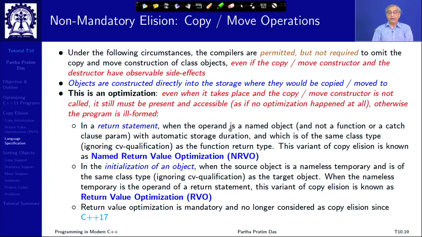Similarly, in a return statement, if your operand is a named object, that is an L value, then you will have NRVO, named return value optimization. If it is initialization of an object with a nameless temporary, that is an R value, you will have R value optimization. And in C++17, this R value optimization is no more considered a copy elision. It is mandatory and it is a different optimization altogether, right. But C++17 we are not discussing at that length.